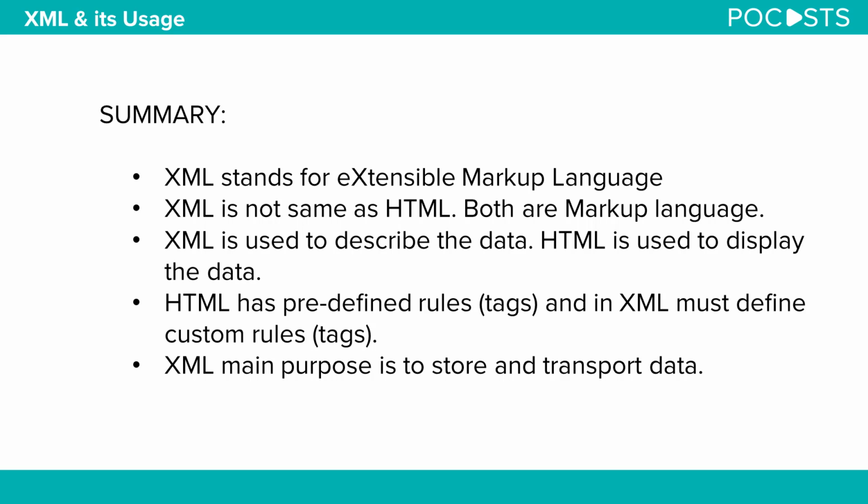So here is a summary of what we have discussed previously. First is the definition of XML. XML stands for Extensible Markup Language. And then we looked at the difference between XML and HTML. XML and HTML both are markup languages, but they are not the same. XML is used to describe the data, wherein HTML is used to display the data. HTML has predefined rules, and in XML we must define the rules. I used the word tags, so in the next section we're going to look at what tags are. The main purpose of XML is to store and transport the data. Well, that's all about XML. Simple to remember, right? Let's learn some new words in the XML language.